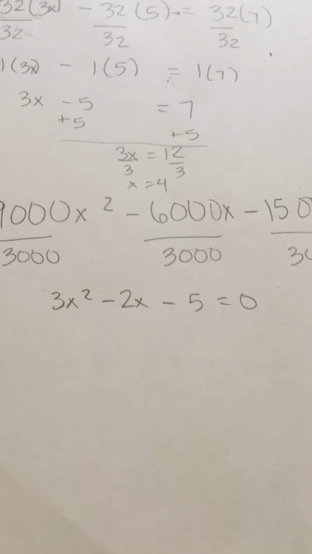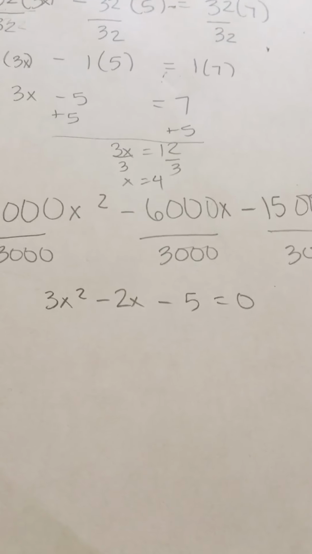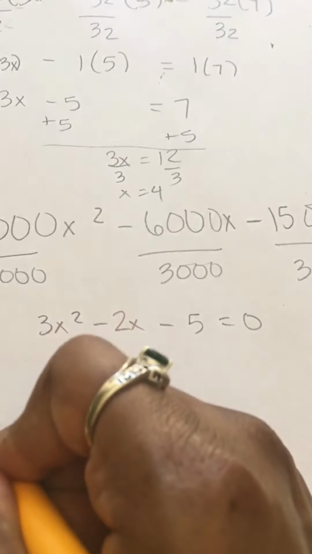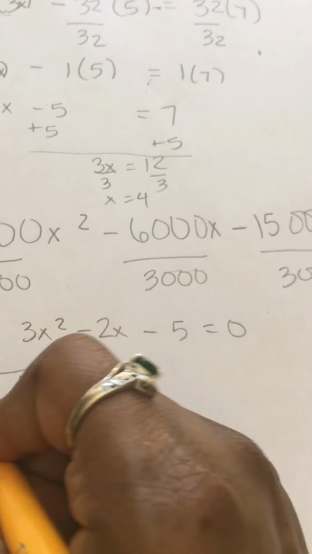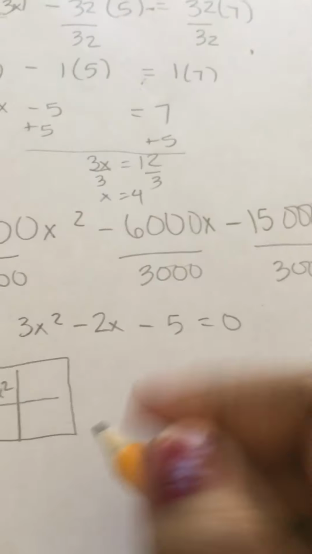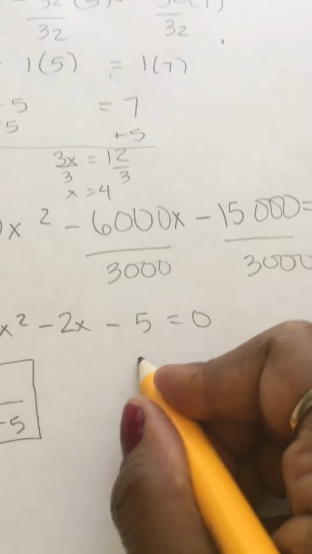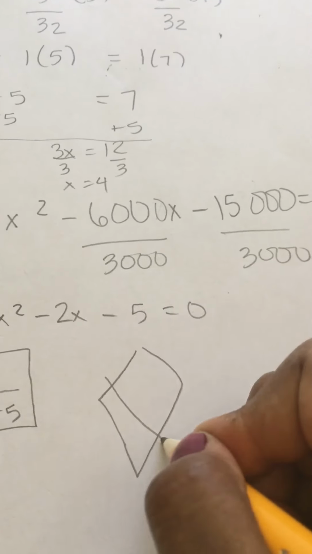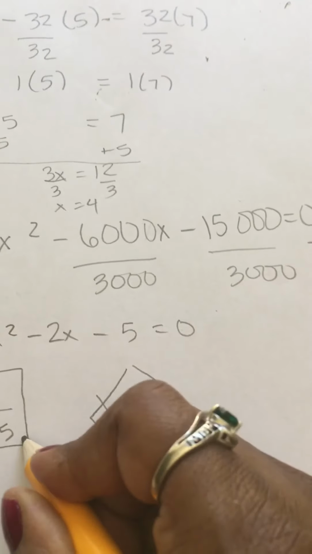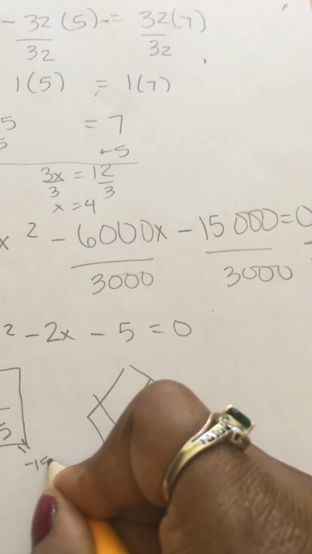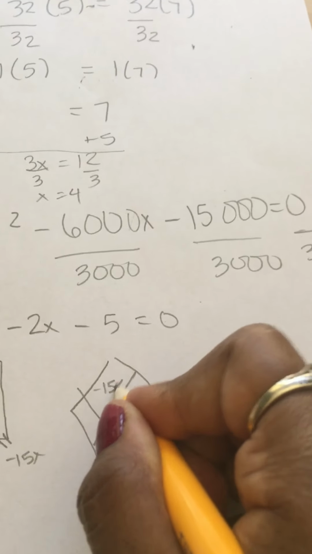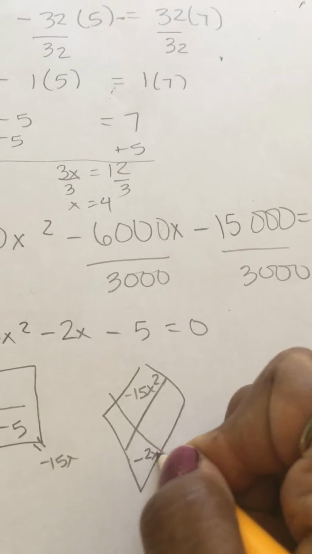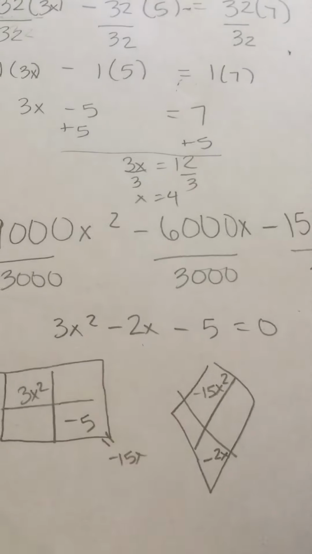And I want to use the zero product property. I'm going to use the box and the diamond. 3x squared goes here, negative 5 here. Make your diamond. And we multiply this, and we got negative 15x squared. That goes on the top. Negative 2x goes in the bottom. That's from the original problem.